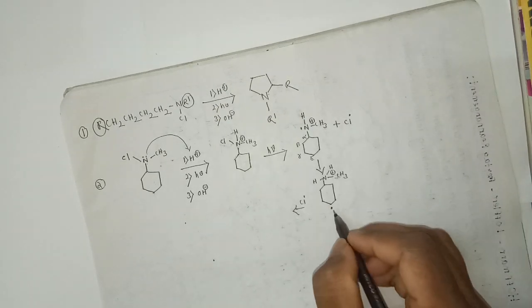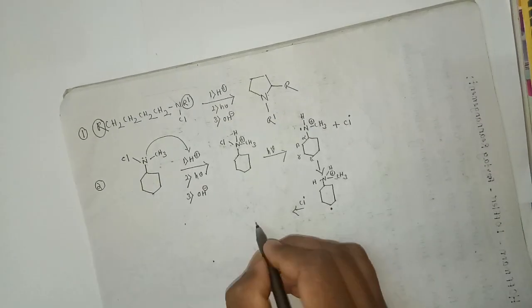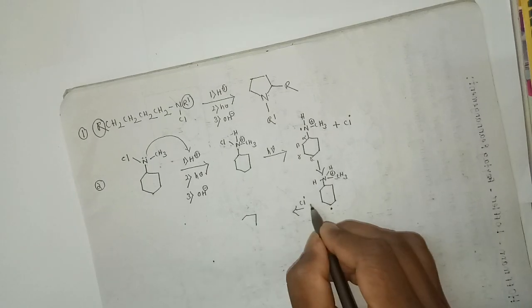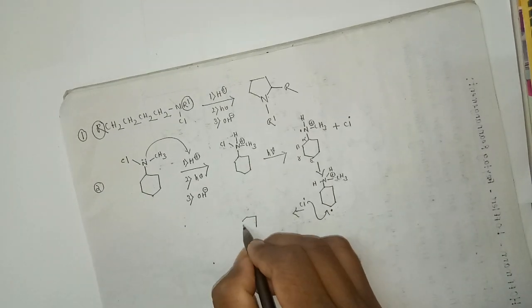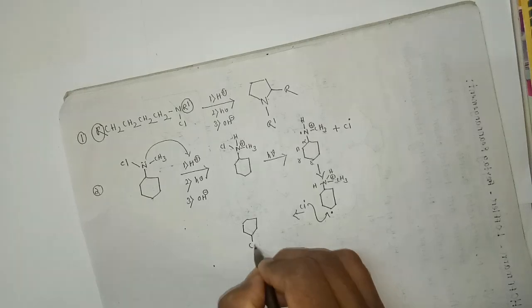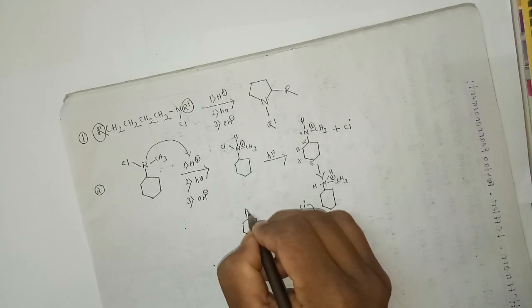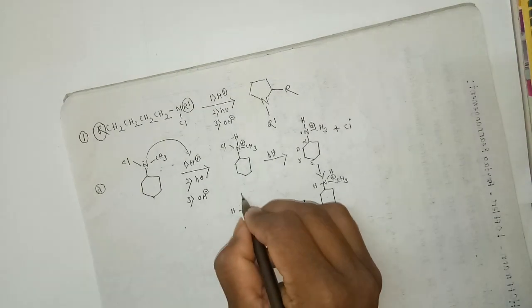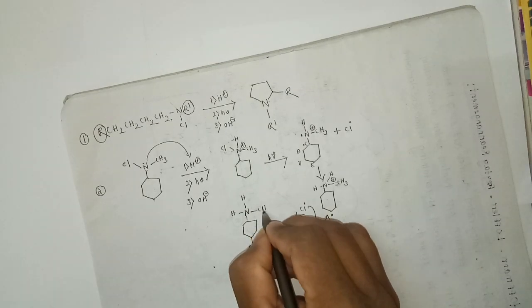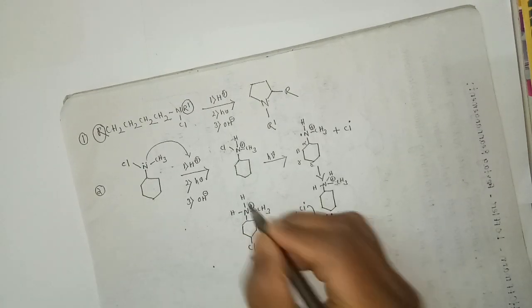This chlorine radical will attack this side. So this is chlorine atom, this is nitrogen and this is hydrogen, and this is also a methyl group, and this is the positive charge.